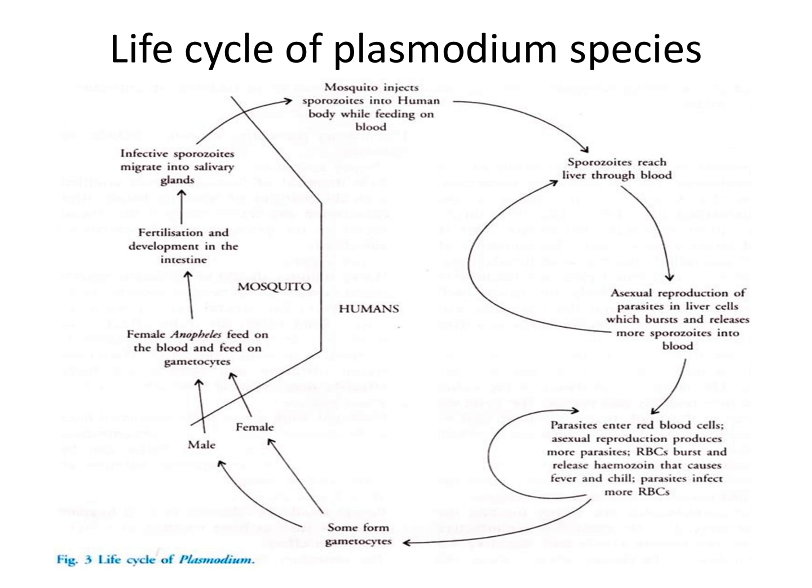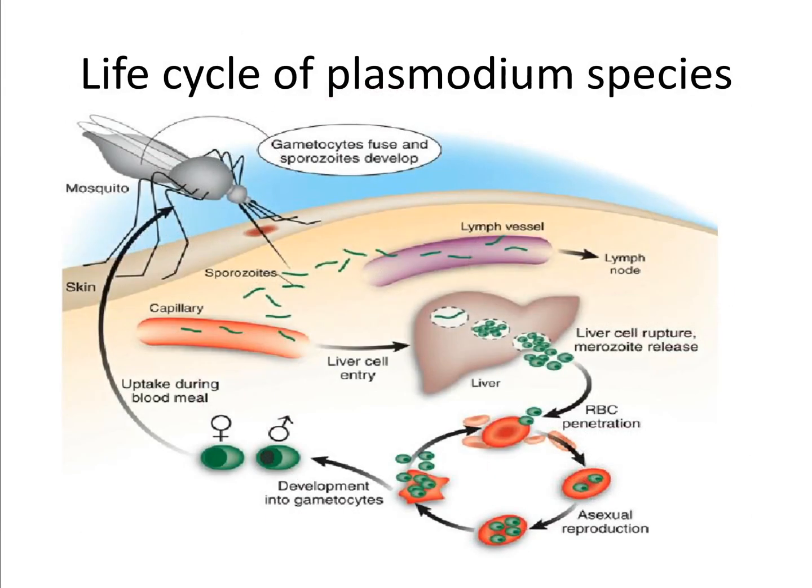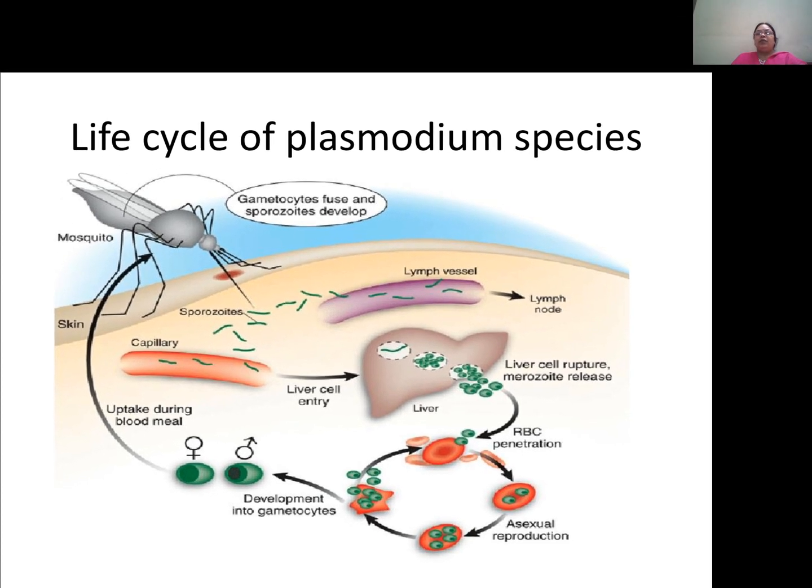Parasites infect more RBCs. Some of them form the gametocytes, male and female. Now it is only the female Anopheles that feeds on the blood and takes up the gametocytes. Fertilization and development occur in the intestine. Infective sporozoites migrate into the salivary glands and the whole cycle is completed. Now this is a diagrammatic representation of the life cycle of the Plasmodium species.